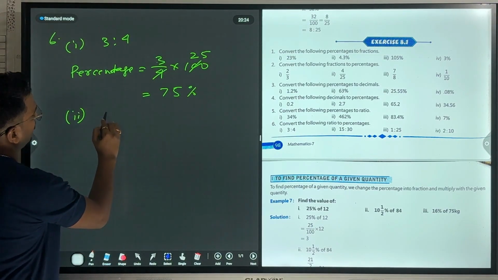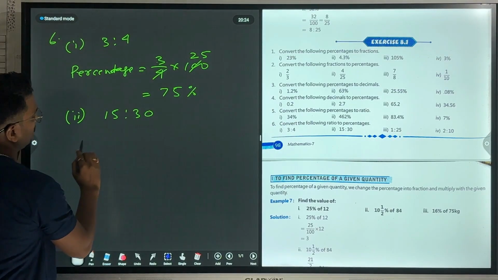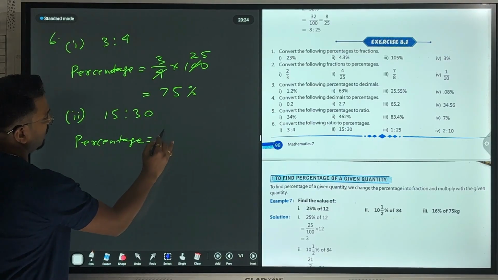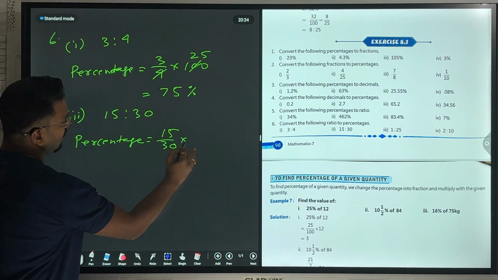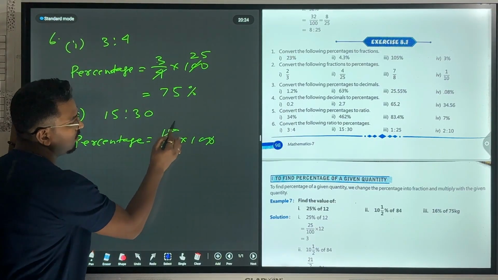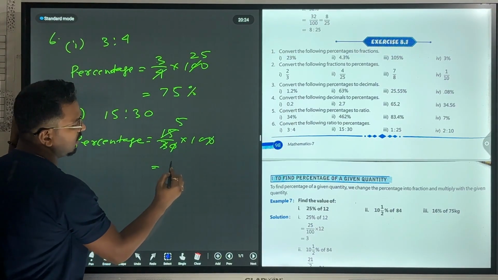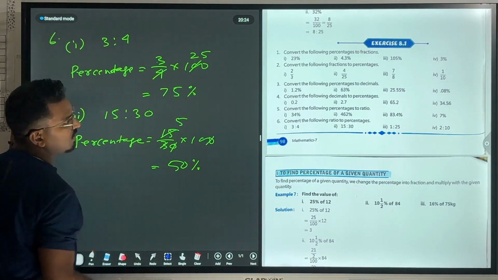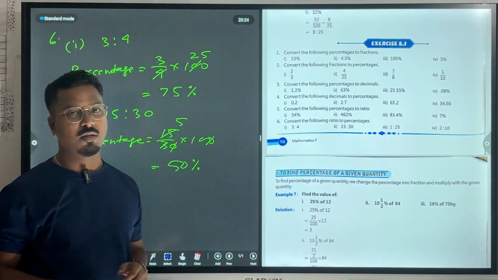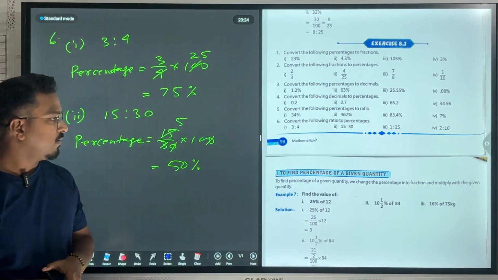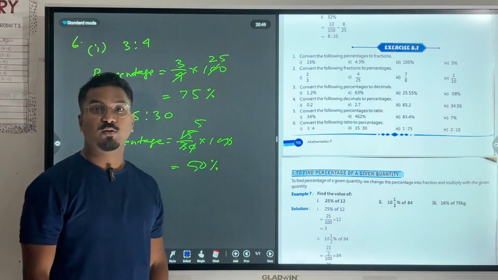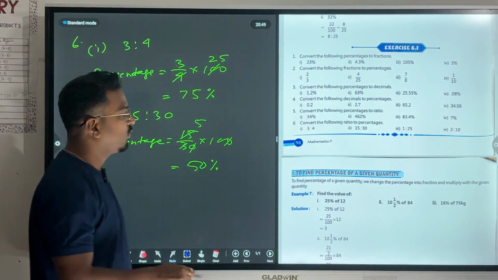Next we have 15:30. So, here if you want to convert into percentage, then we have to write 15/30 into 100. 0 will get cancelled. 3 how many times? 3 5s are 15. So, 5 into 10 is 50. It will become 50%. The rest are the same method. You try to apply it. Clear? So, next we will start exercise 8.2.